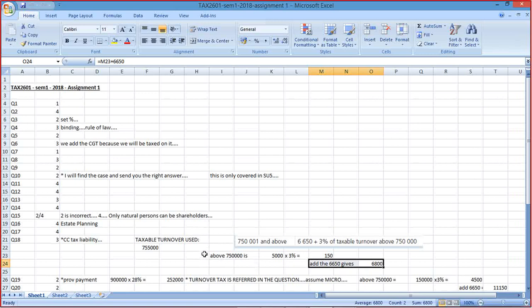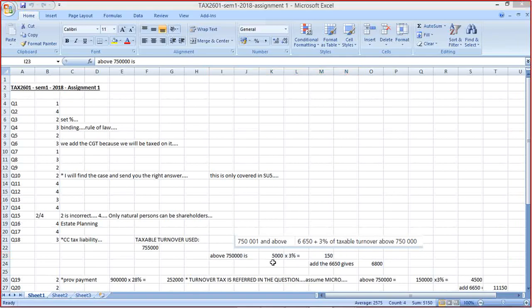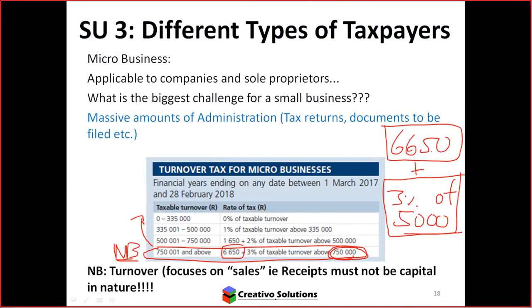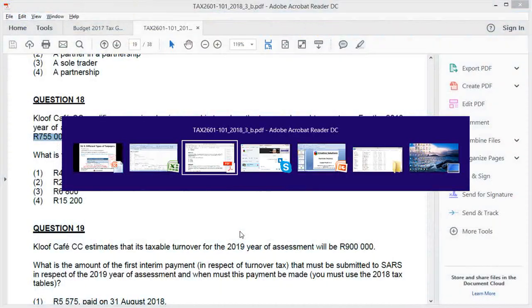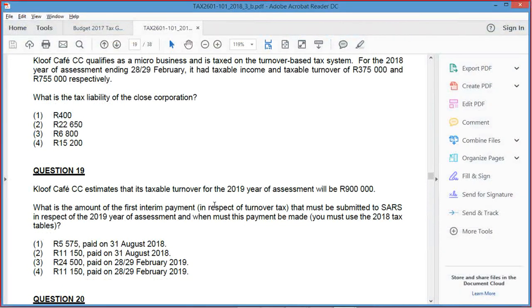Do you see that? Yes, sir. Okay, so taxable turnover: work out the difference, then add a 3% tax on it to get 150. 150 plus 6650 gave me the one option there. Got it? Yes, sir. Great.